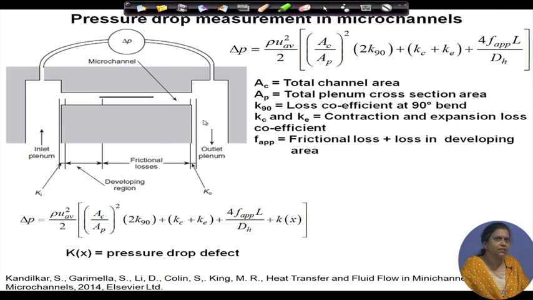So, in the next class, we will be discussing the uncertainties associated with the pressure drop measurements. We will be discussing some typical pressure drop results for oil water and air water flows, and then we will be shifting to the analysis of two phase flow in micro channels. Thank you very much.